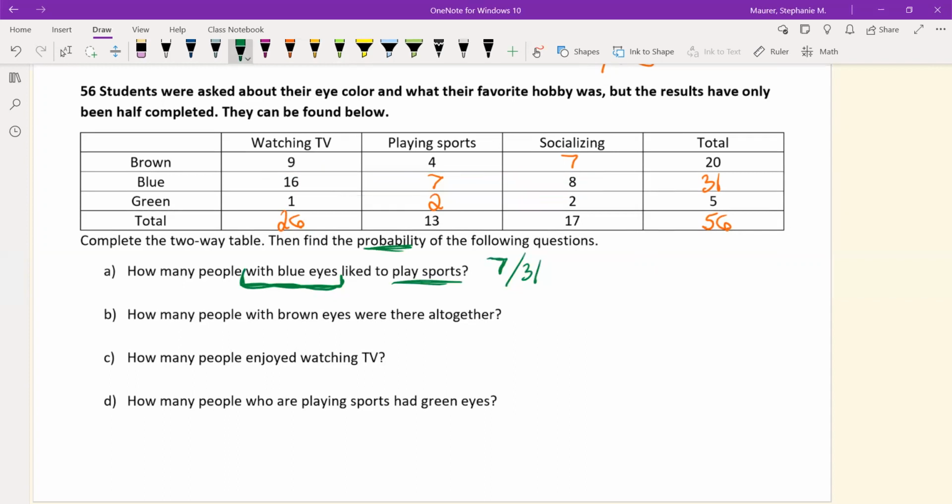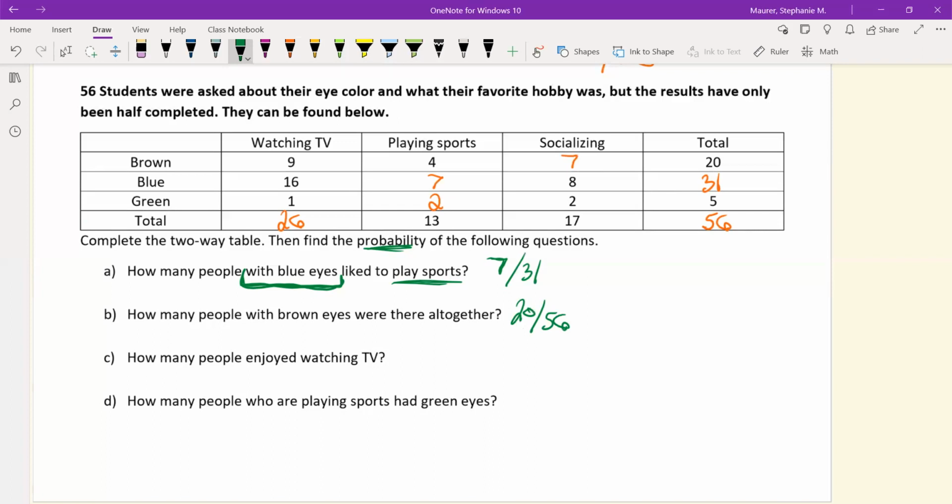Now, problem B, how many people with brown eyes were there all together? So at first you're like, oh my gosh, the wording is the same, with brown eyes. But then they switch it up and they say all together. So they're just giving you that generic, how many people with brown eyes were there all together? So we go to our brown-eyed people and we say, well, there's 20 people with brown eyes. 20 out of how many? They didn't really give us a stipulation. They said all people, so 56.